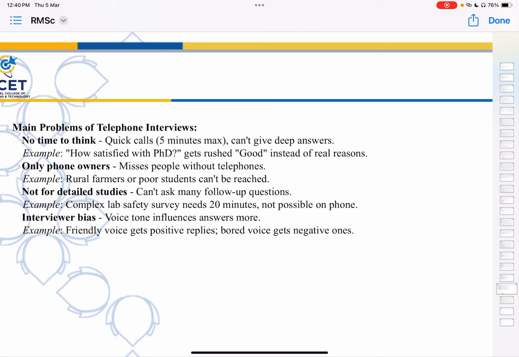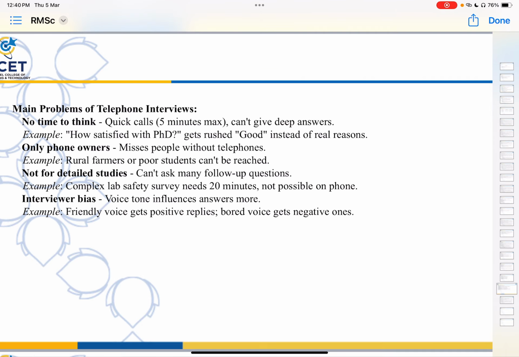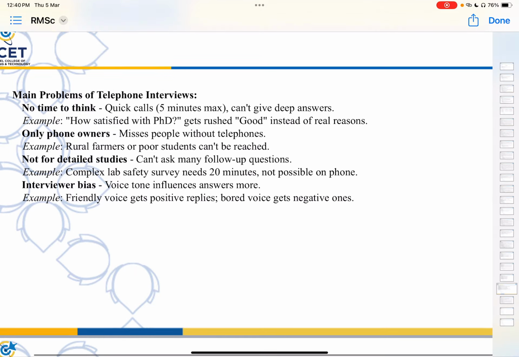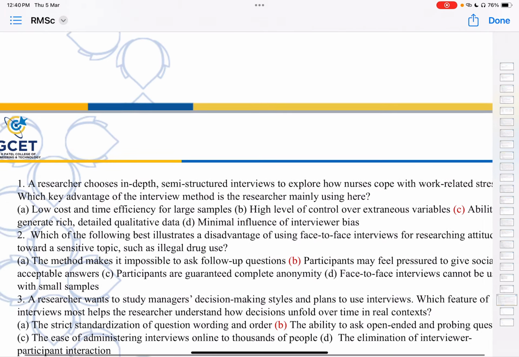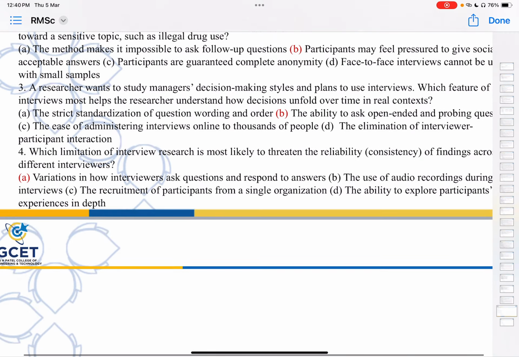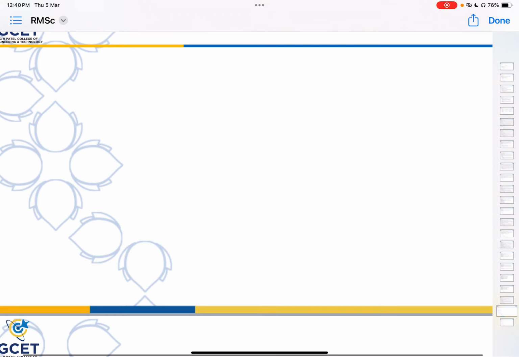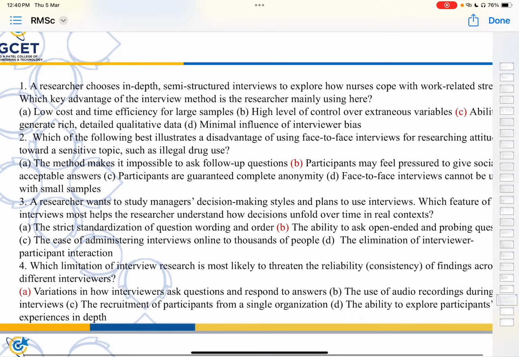There are some disadvantages also. There is no time to think because it is a very quick call. Only phone owners can give that interview, and it is not for detailed study. Telephone interview is not for any detailed study. And there are interviewer biases also. There are some practice questions on this interview method also.